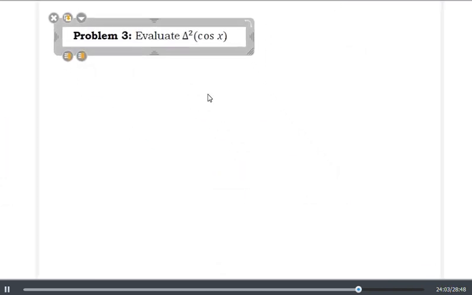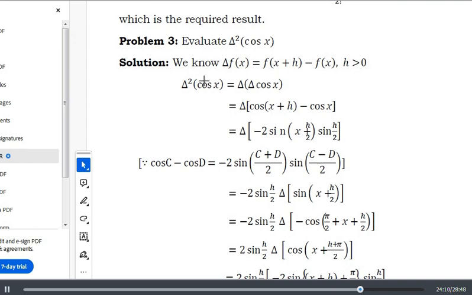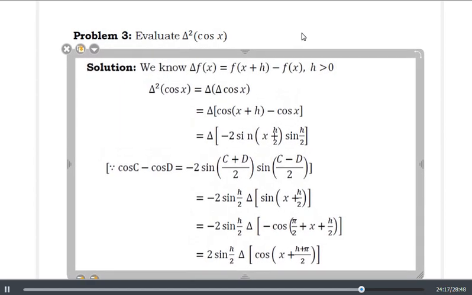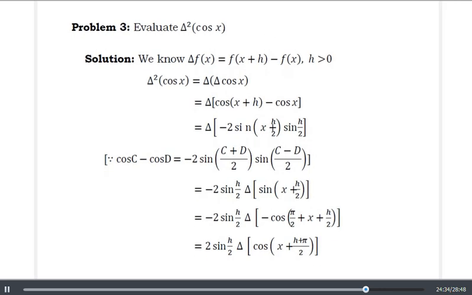So evaluate delta square of cos x. How do you evaluate? Just by using the definition only. You can write delta of f of x as f of x plus h minus f of x. So you can substitute it in the formula, and maybe using the cos a minus cos b formulas we can simplify, and finally you can write the expression.